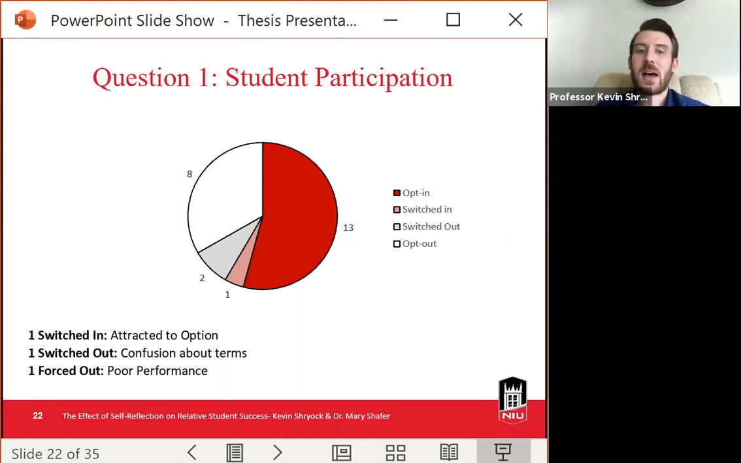13 students stayed in this option the entire semester, as shown by the dark red here, and 1 student chose to opt in following the first test, as shown in the lighter red. This again created a majority, indicating that the framework remained attractive as students participated within it. Only 2 students who initially opted into the self-reflection option chose to opt out. Actually, 1 chose to voluntarily. They were slightly confused about the design when they originally signed up for it, and then another student was removed because they were not regularly completing the reflection exercises.